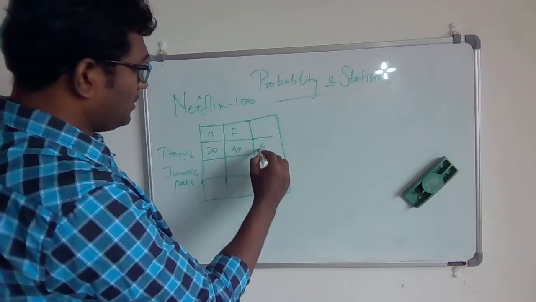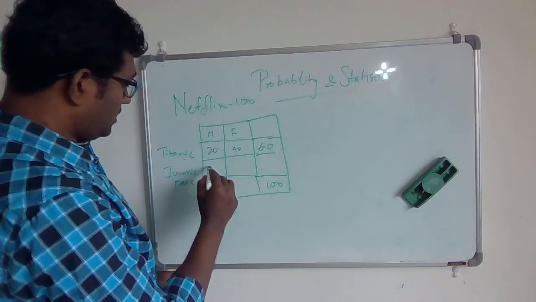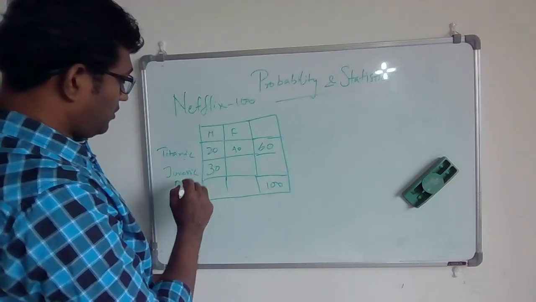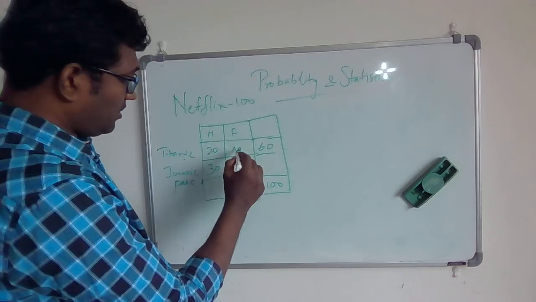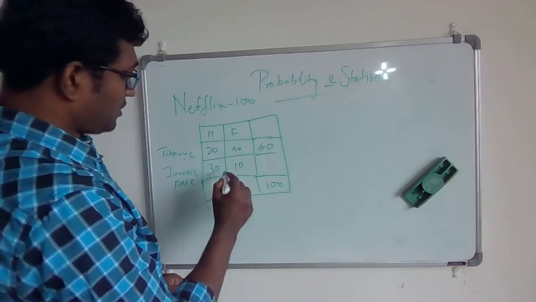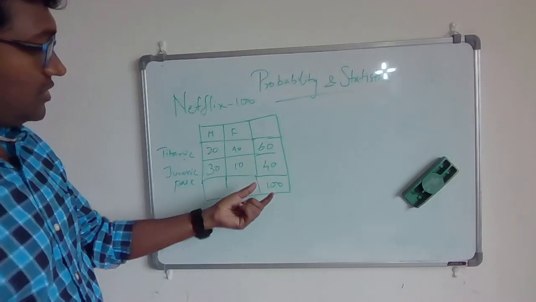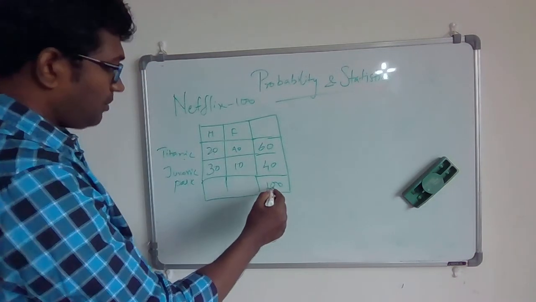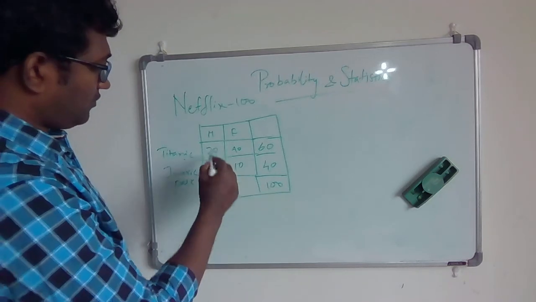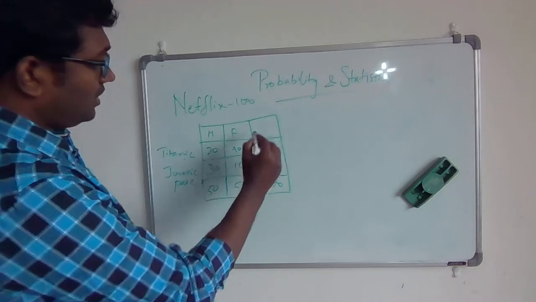Okay, so there are a total of 60 people who have watched the movie Titanic. Let's say we have around 30 males who have watched Jurassic Park, and let's say 10 females who have watched Jurassic Park. So it is like 40. This is the total sum of 100 subscribers, out of which we have, say, 50 male and 50 female, and this is the total.